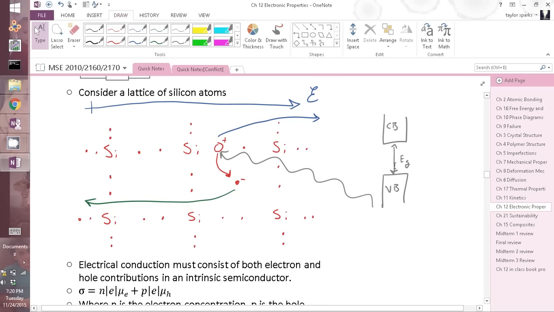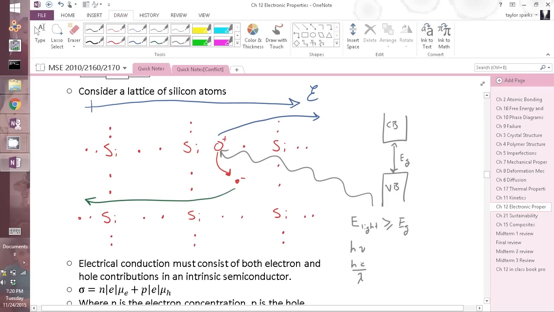Therefore, the energy of our light must be greater than or equal to the band gap energy if it's going to cause this promotion. And we remember how to calculate that. We call this h nu, or hc over lambda. That's how we're able to calculate the energy of the photon. So we could right now calculate the energy necessary of the light to promote that if it was 1.1 electron volts. Let me grab a calculator and we'll do that.